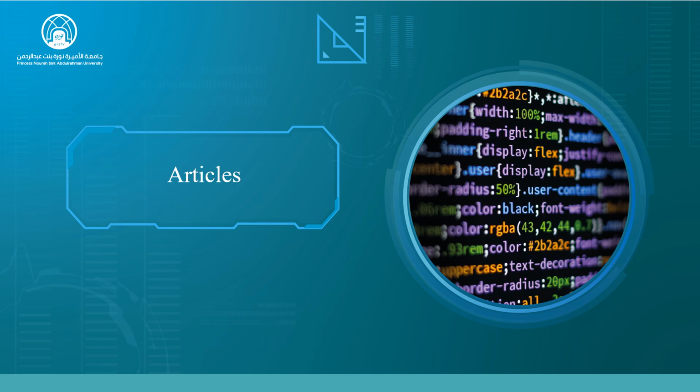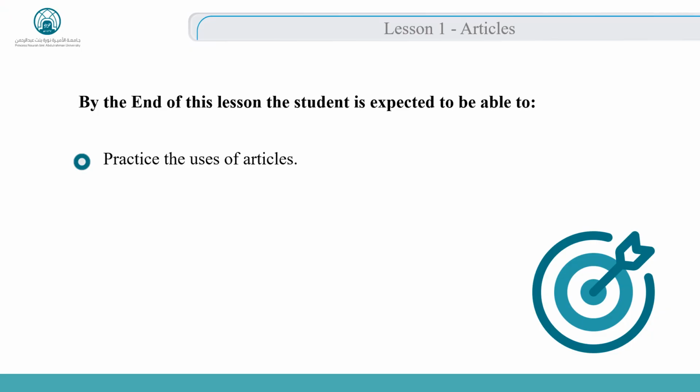Hello, today we are going to discuss a new topic in grammar. We are going to talk about articles. English has two types of articles, definite articles and indefinite articles. By the end of this lesson, you are going to be able to practice the use of both types of articles.